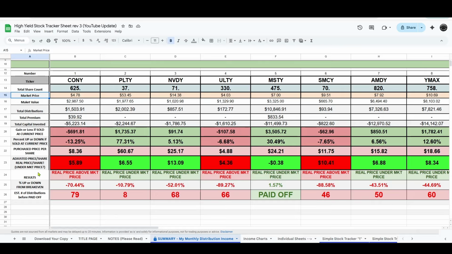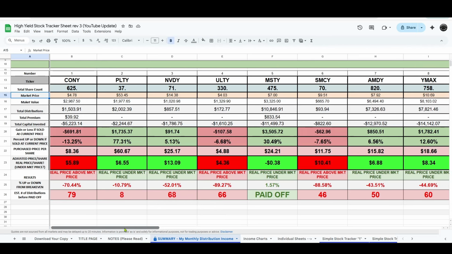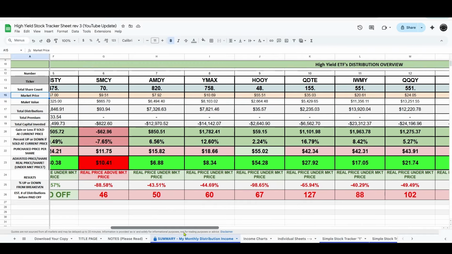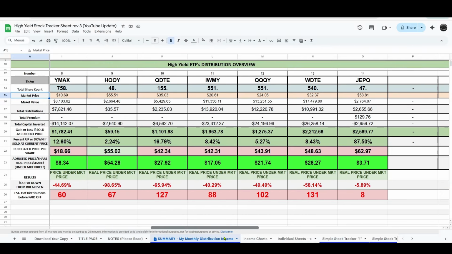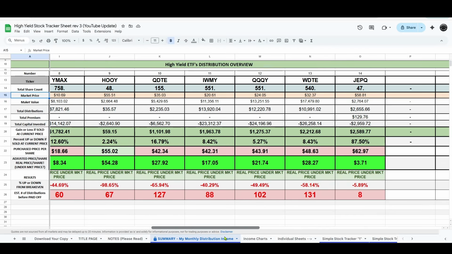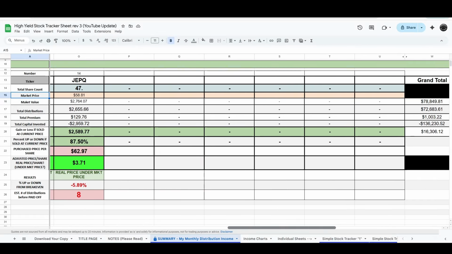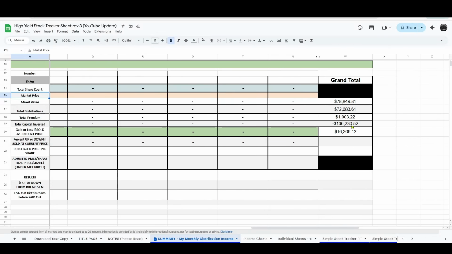But as you can see, I still am down on those three: CONY, ULTY, and SMCY. All the rest of them, as you can see, are green all across here, which means if I were to sell my shares at the current price, I will earn a profit. And if I scroll all the way to the end, you can see right here that if I were to sell out of all of my positions at the current price, I will make $16,306.